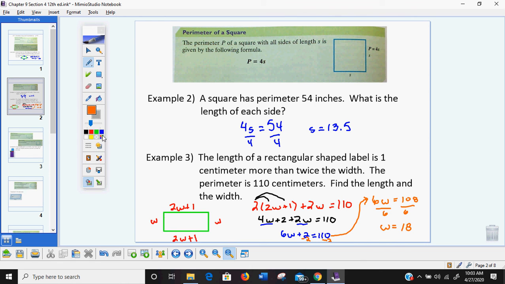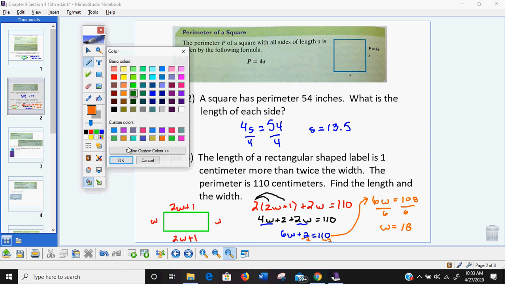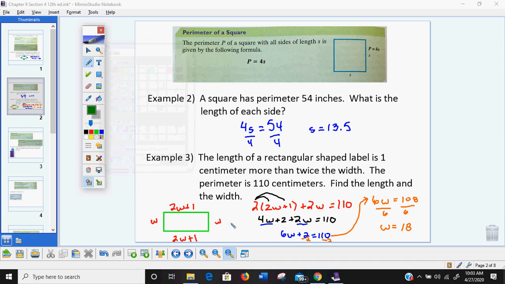Now that I know my width, I can go back and plug it in and figure out my length and my width. So I know w is equal to 18. If I do 2 times 18 plus 1, that's going to give me 37, and that tells me that the length is equal to 37. So one is 18, the other one is 37.